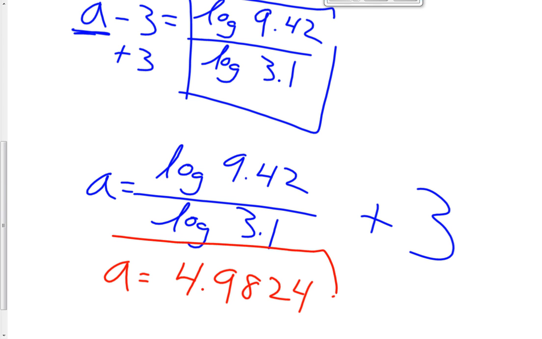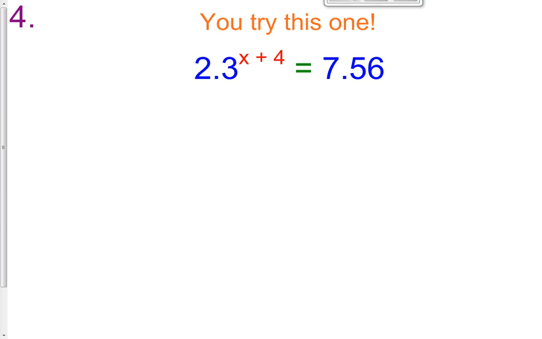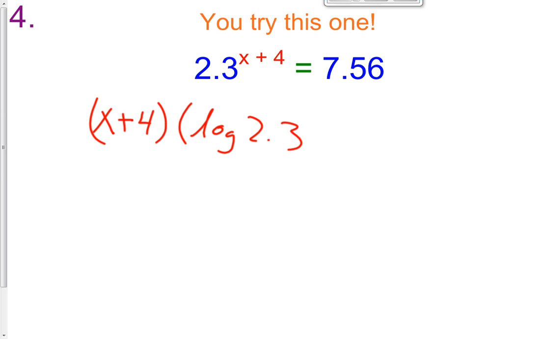Why don't you guys try the next one on your own, please? See what you come up with for problem number 4. So you hopefully did it the same way. You took the log of both sides, and then you brought x plus 4 in front as a coefficient. That equals the log of 2.3. That equals the log of 7.56.